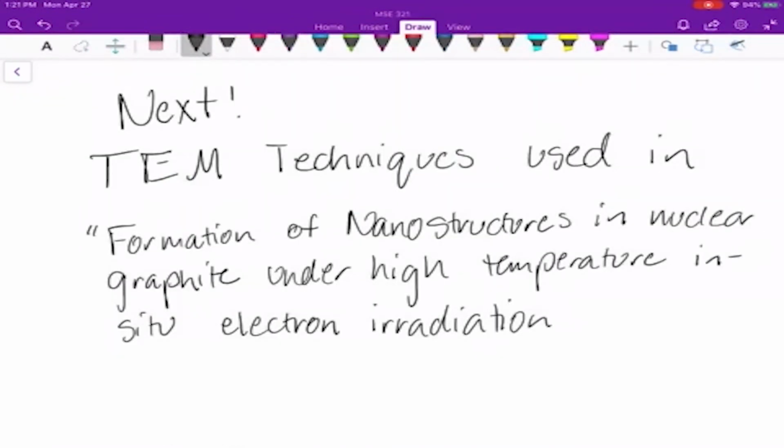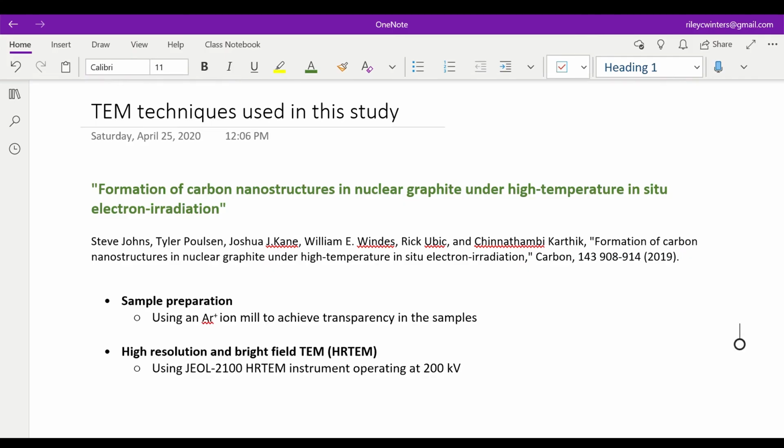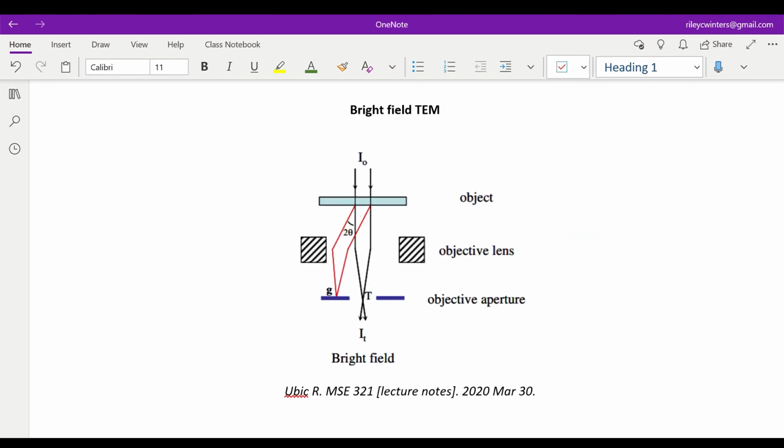Now that we've covered sample preparation, we will cover the specific TEM techniques that were used in this paper. This study utilizes TEM techniques that should be familiar to us having taken MSE 321. These include sample preparation, high resolution, and as we learned in class this semester, bright field TEM utilizes objective apertures to block the diffracted beams from going.